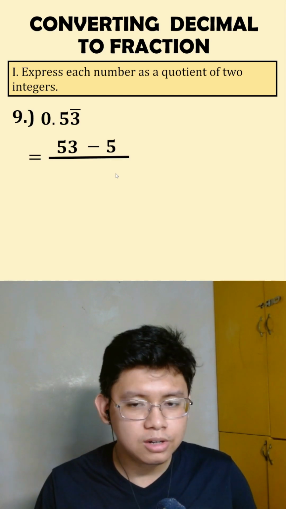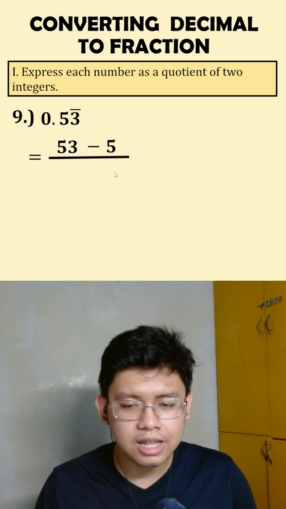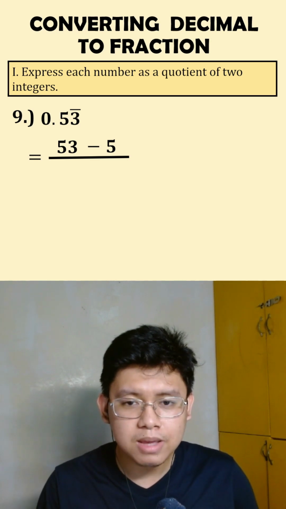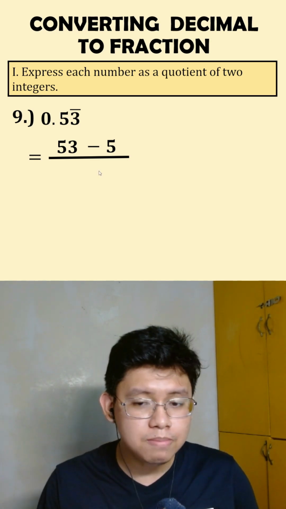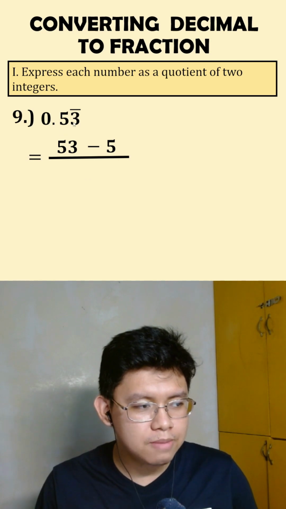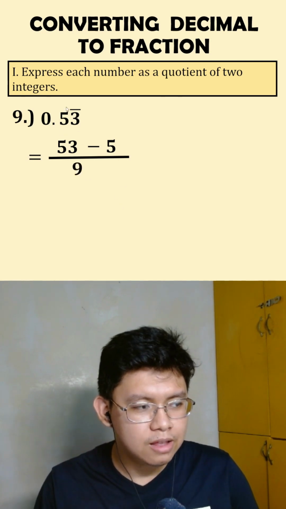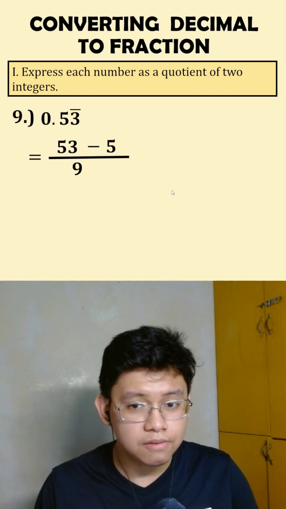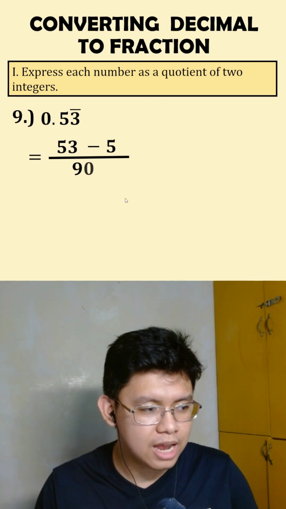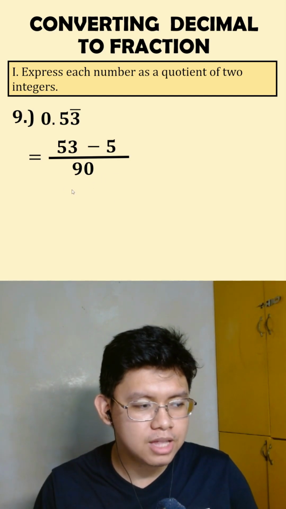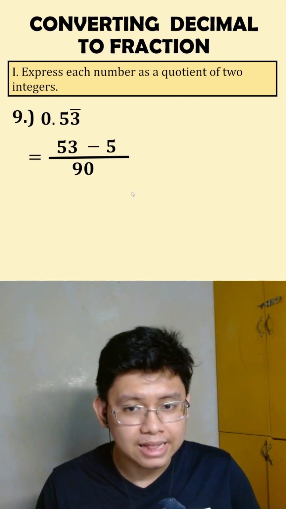Okay. So, that will be our numerator. Sa denominator naman, so for every digit na repeating, that will be corresponding to 9. And sa non-repeating decimal natin, that will be 0. So, ang repeating decimal natin is 3, so meron tayong isa. And then, non-repeating decimal natin is 5, isa din. So, 0, lalagay natin after 9. So, we will have a denominator that is equal to 90.